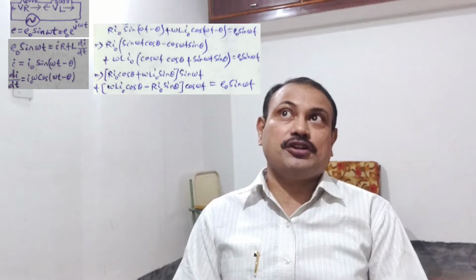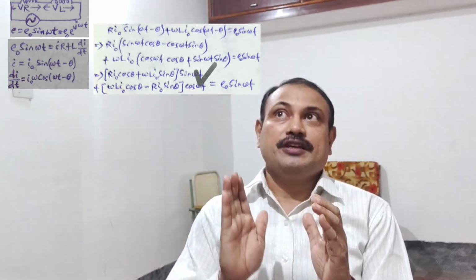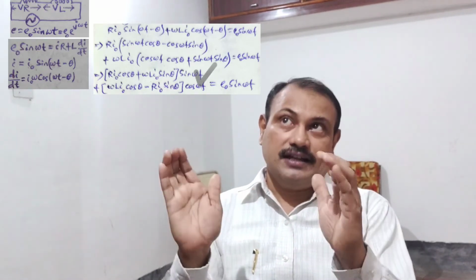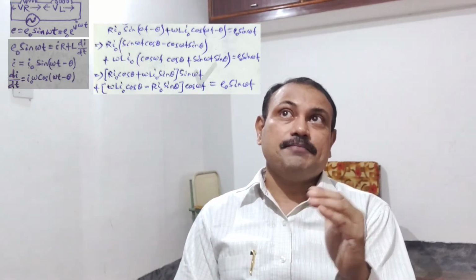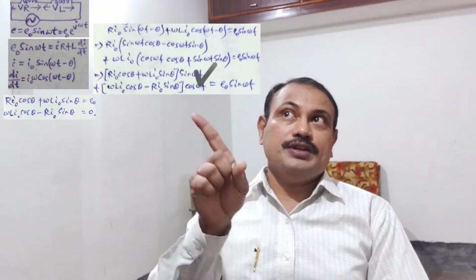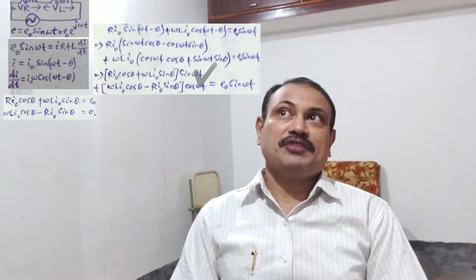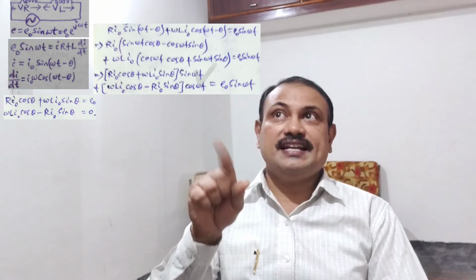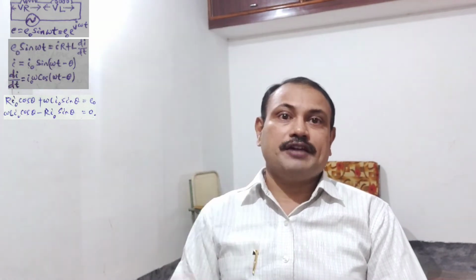Now we can rewrite this expression in terms of the coefficients of sin omega t and cos omega t, in the sense that (R I0 cos theta plus omega L I0 sin theta) times sin omega t plus, within brackets, (omega L I0 cos theta minus R I0 sin theta) times cos omega t, equals E0 sin omega t. Now we can compare the coefficients of sin omega t and cos omega t on the left and right hand sides to write that R I0 cos theta plus omega L I0 sin theta is equal to E0, and omega L I0 cos theta minus R I0 sin theta is equal to 0, which are equations 4 and 5 respectively.